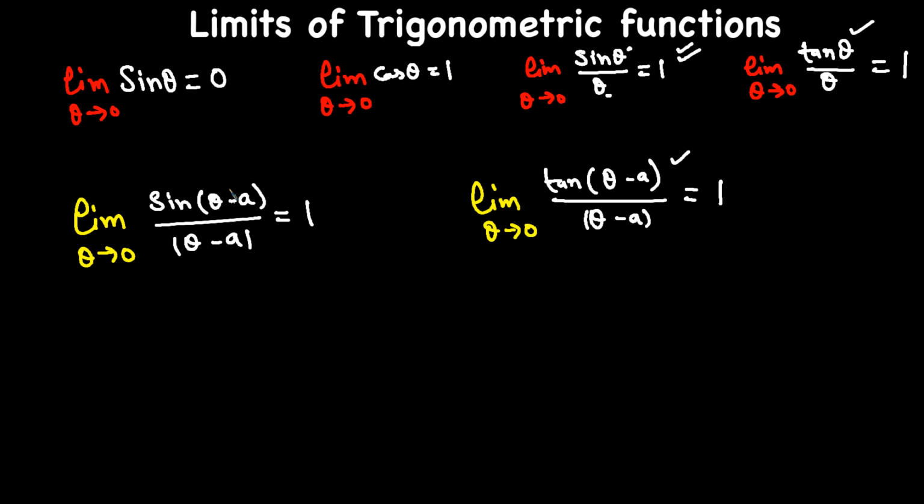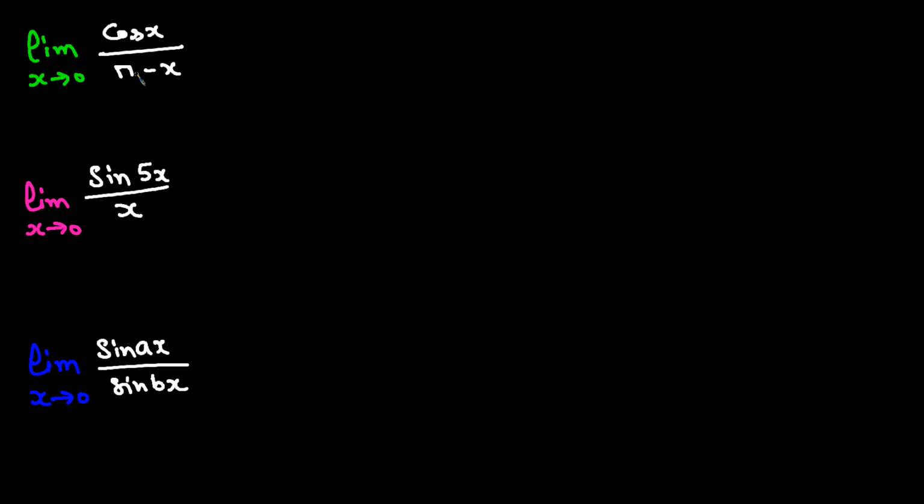Okay, so these are the basic limits of some trigonometric functions. Try to remember them. Alright, let's go over the first one. So this one says limit as x approaches 0 of cos x over pi minus x. In this case we're just gonna plug in the value of x equal to 0. So that gives me cos 0 over pi minus 0, and that is basically 1 over pi, as cos 0 is 1.